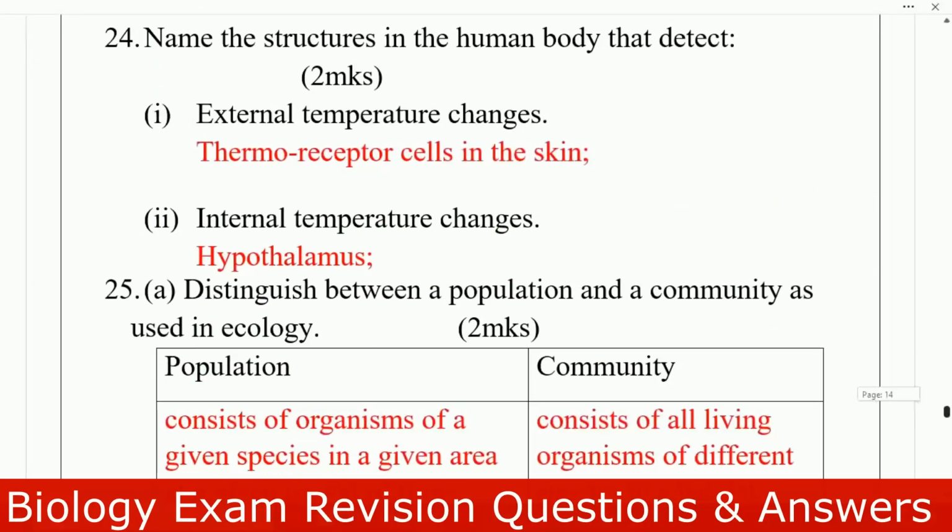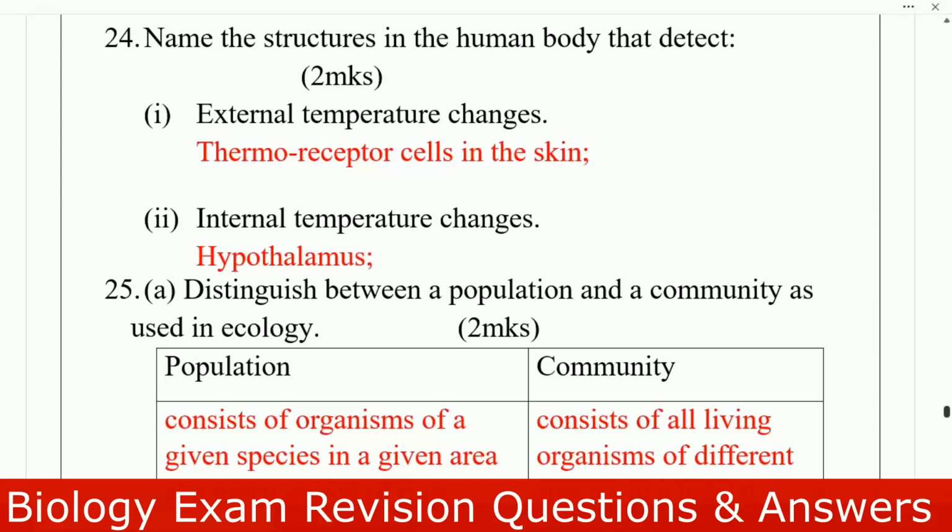Number 24. Name the structures in the human body that detect: Roman 1, external temperature changes. That one is thermoreceptor cells in the skin. 2, internal temperature changes. That one is the hypothalamus.